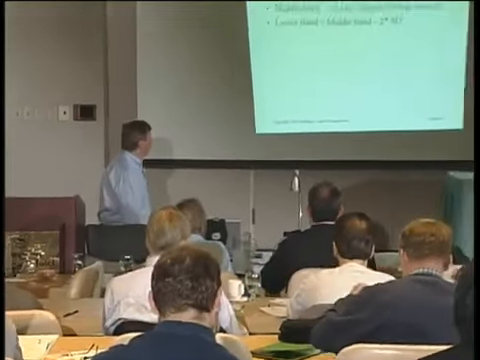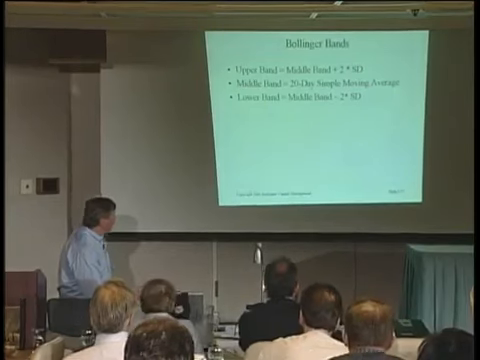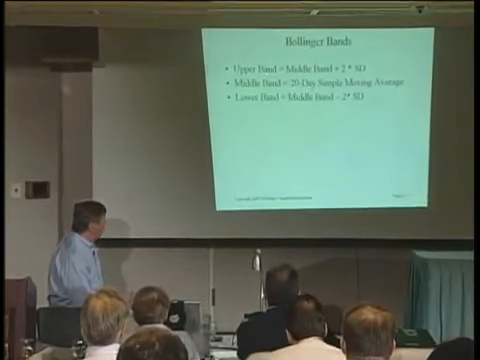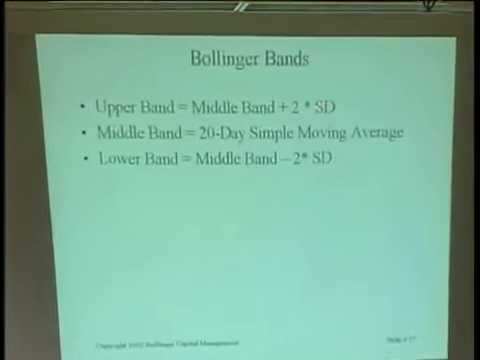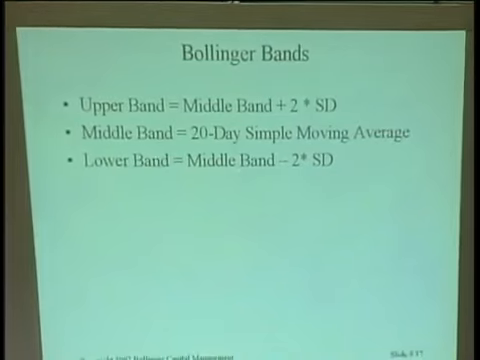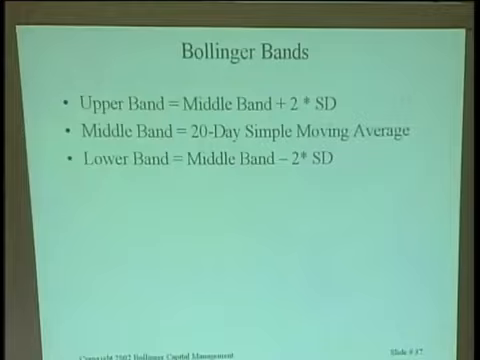So here's the idea behind Bollinger Bands. A middle band, a measure of central tendency. The upper band is the middle band plus 2 times the standard deviation. The lower band is the middle band minus 2 times the standard deviation.